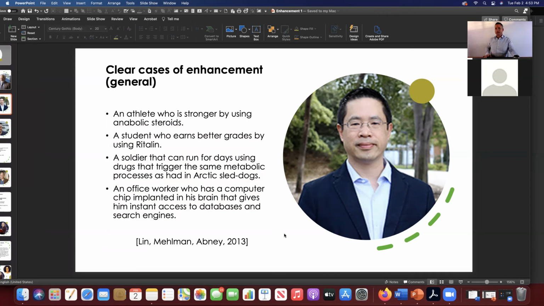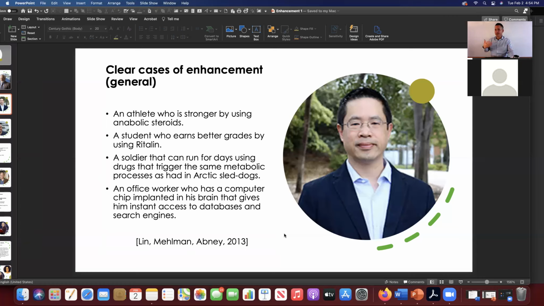Now, remember earlier I said that many make a distinction between enhancement on the one hand and therapy on the other. Some don't think that's a tenable distinction for various reasons. But the more general distinction that we can think about is between enhancement on the one hand and non-enhancement on the other. Whether those non-enhancements count as therapy is another question.